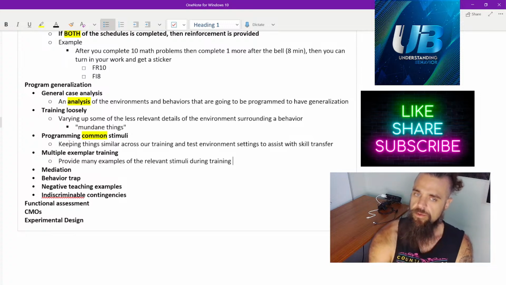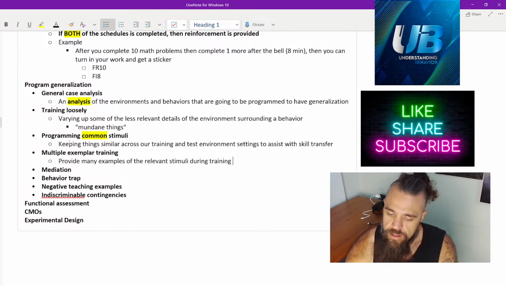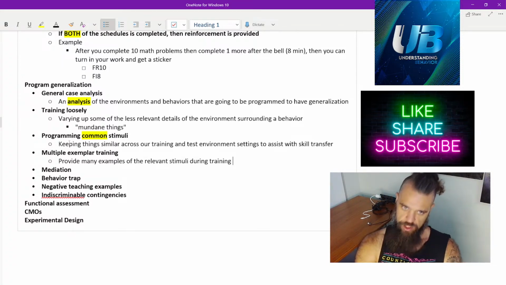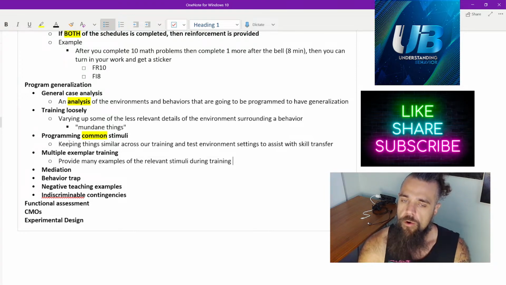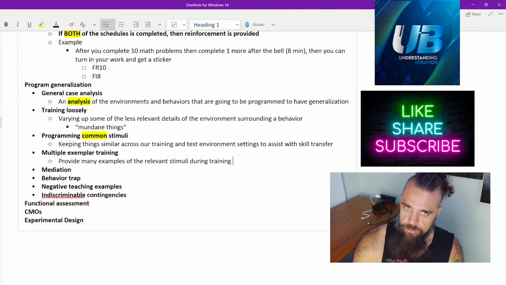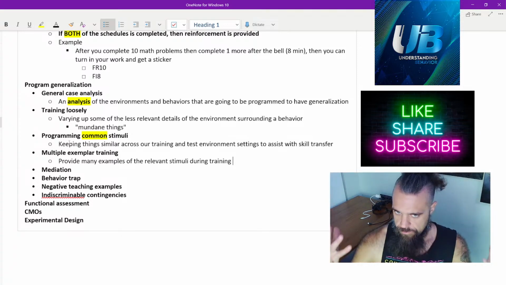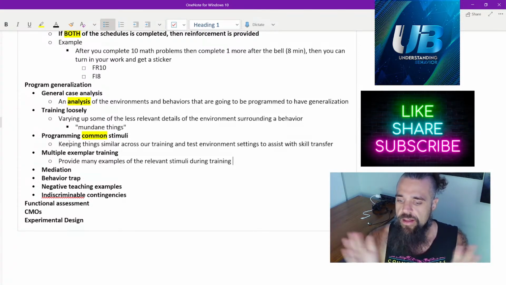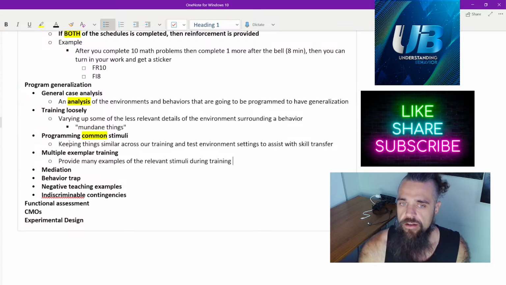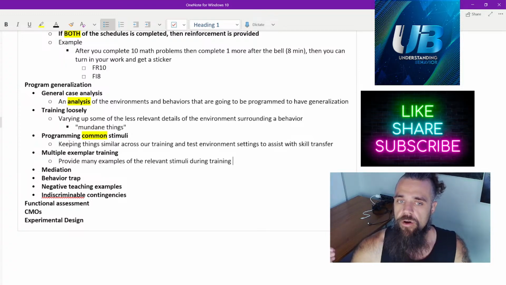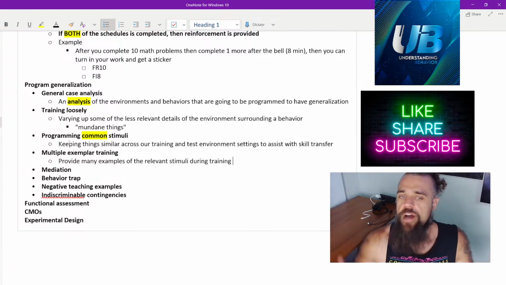So if we do multiple exemplar training relatively early, then we're going to help promote generalization early, and the skills are going to be more transferable, and we're going to see more generative learning. We don't want rigid learning that doesn't expand. We want learning to be generative, where what we teach results in them learning even more over time and experience.